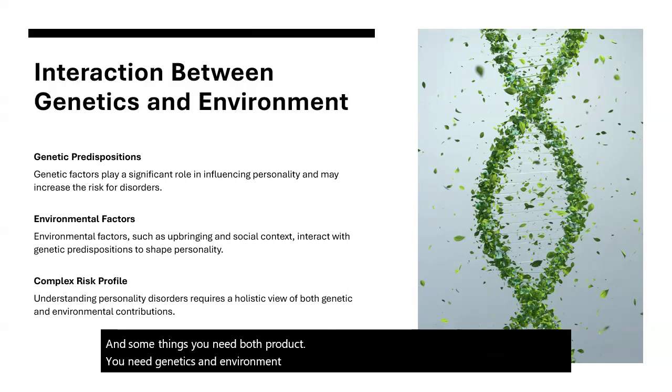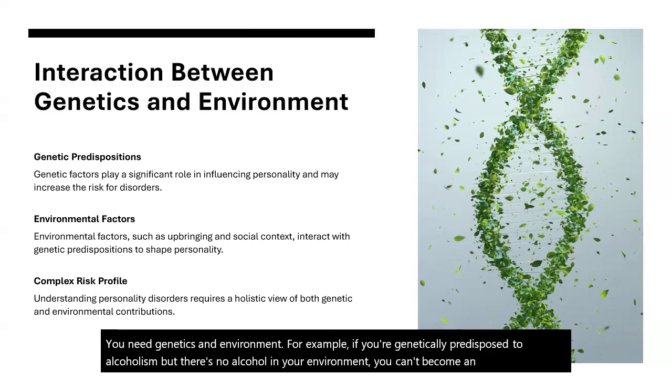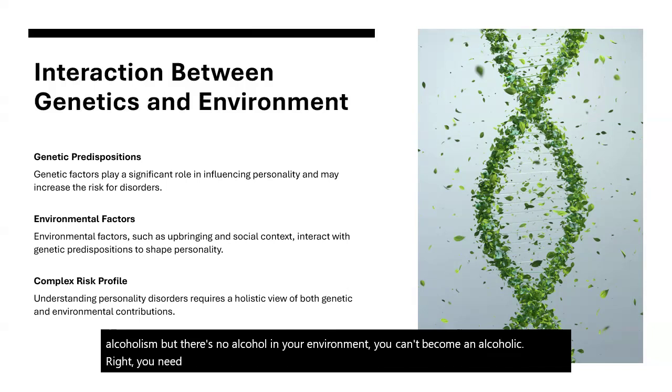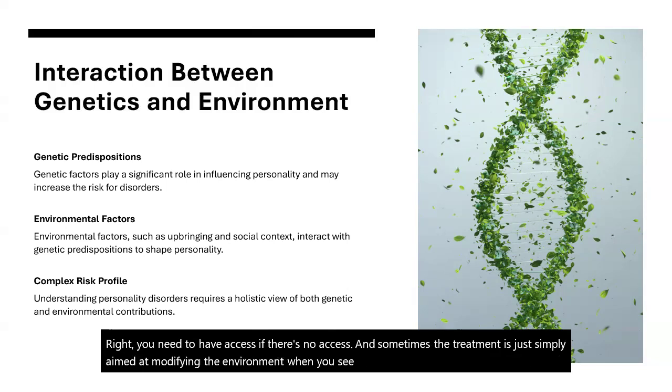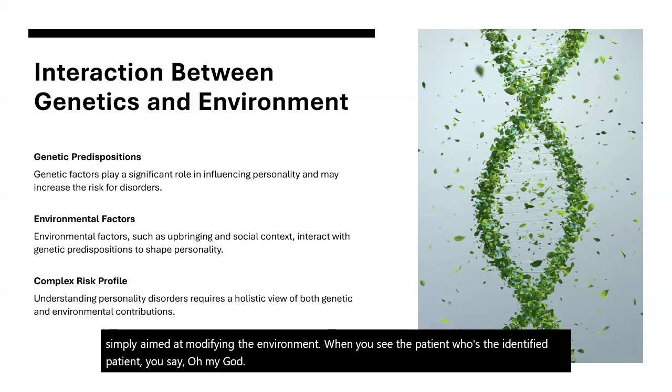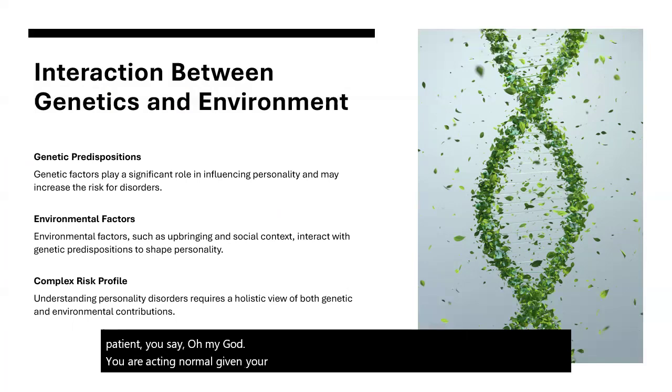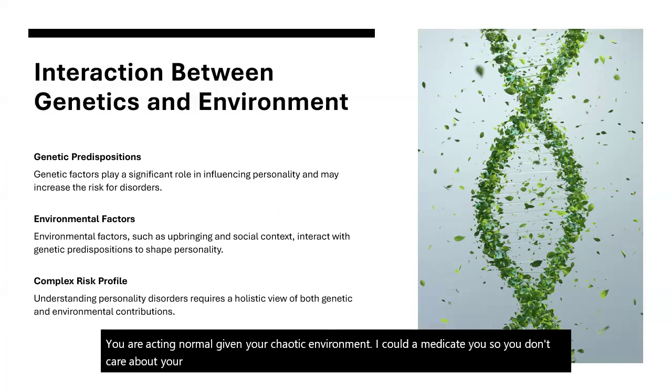For example, if you're genetically predisposed to alcoholism, but there's no alcohol in your environment, you can't become an alcoholic, right? You need to have access. If there's no access, and sometimes the treatment is just simply aimed at modifying the environment. When you see the patient who's the identified patient, you say, oh my God, you are acting normal given your chaotic environment. I could A, medicate you so you don't care about your chaotic environment, or B, maybe we need to change your environment. And that's the question you're asking.